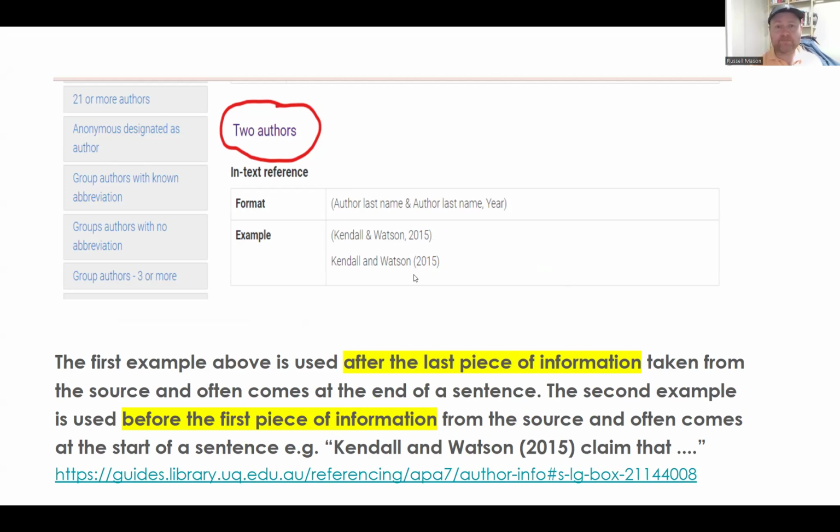If it's before the piece of information that you used from the paraphrase, then this will be the subject of your sentence. So it would be followed by a reporting verb. For example, Kendall and Watson, 2015, claim that. So they claim that, blah, blah, blah. So this comes at the end of the sentence, probably with a period or full stop. This comes at the start of a new sentence, and it forms the beginning of a regular sentence.